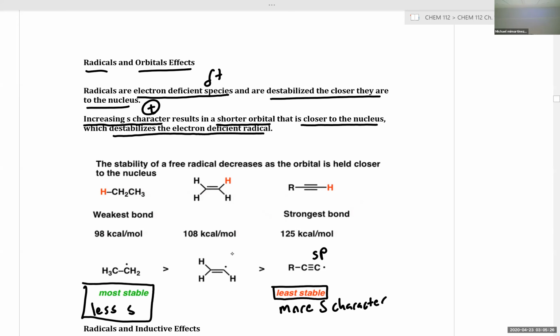So if we compare an sp to an sp2 to an sp3 carbon, the more S character your carbon has, the closer your orbital is to the nucleus and the less stable your radical is. Does that make sense to everyone? This is the opposite trend that we see for anions. This is the exact opposite for anions because radicals are electron deficient and they hate being close to the nucleus because they don't want to be jammed up next to a giant ball of positive charge.